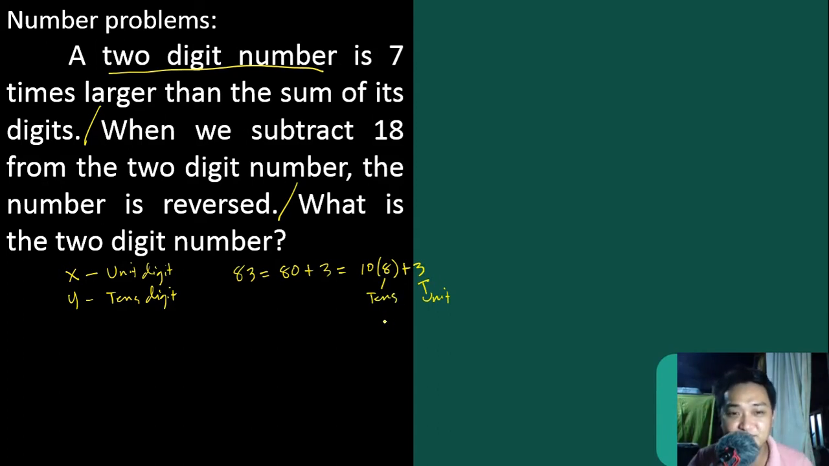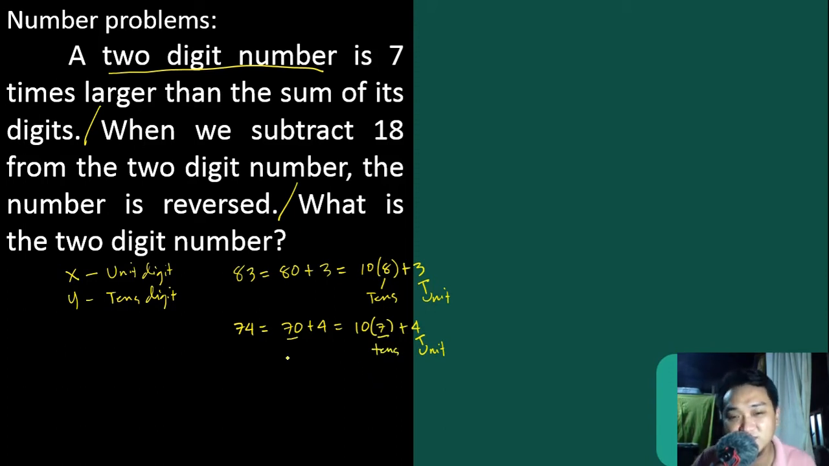Ganun po siya. Now, let us try to have some more examples. Let's say we have 74. 74, if you'll just observe, is also the same as 70 plus 4. And 70 plus 4 is also the same as, ito po yun, yung 70 gagawin nating 10 times 7, kasi 7 times 10 is 70, plus 4. So, ito na ngayon yung ating unit digit, ito naman yung ating tens digit.